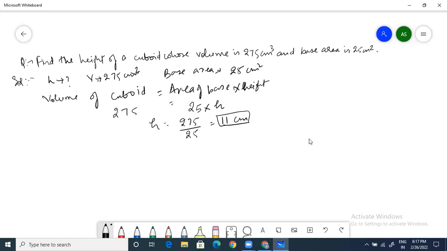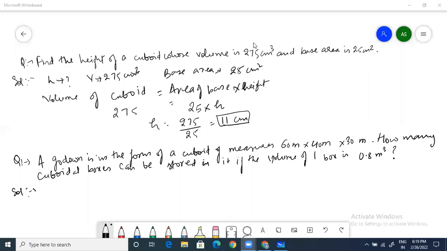Very simple question, but this is where the formula of volume in terms of area of base into height matters. Just imagine, if you were only aware of the formula L into B into H, you could not have solved this question, because you're not given L and B together. So this is where it becomes important. Any questions here? This is why this formula is important. If no questions, we will move to the next one.